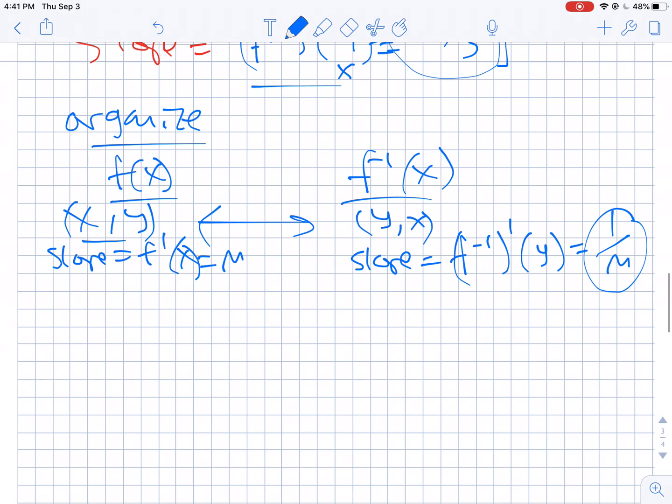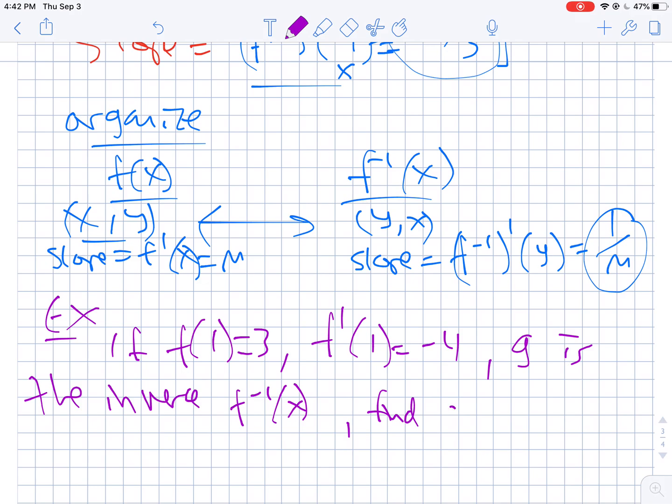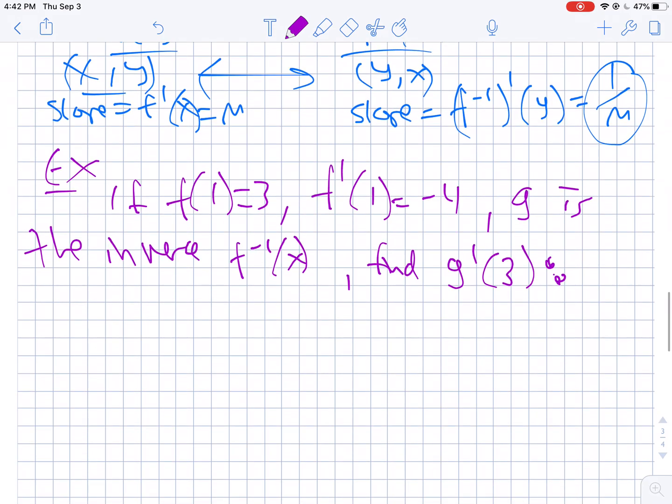Okay, so let's do a couple examples, and we're going to see what type of problems this looks like. For example, if I tell you that f of 1 equals 3, and f prime of 1 equals negative 4, and I tell you that g is the inverse function of f, I'm going to ask you to find g prime of 3. Again, I want to organize this information into a table. So we have f as our function, and then g is our inverse function here.